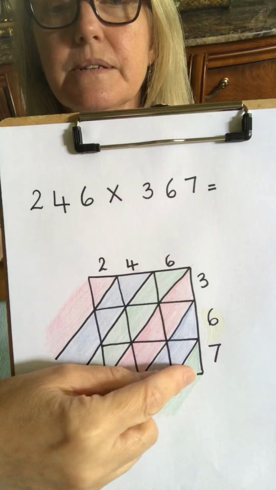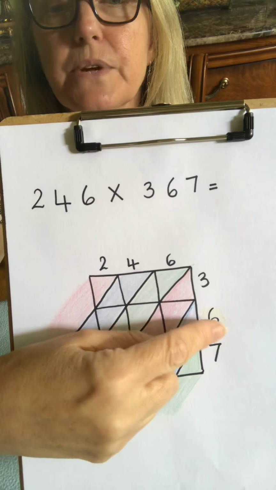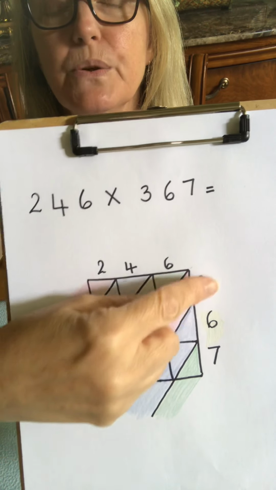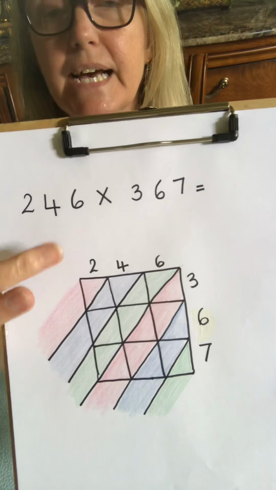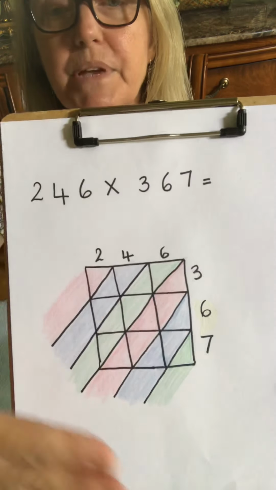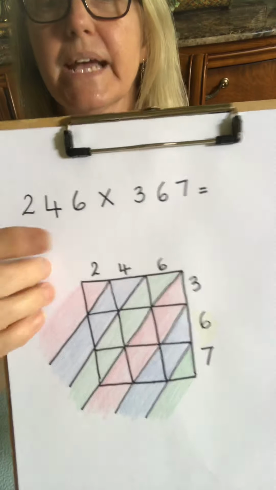Just like our checkerboard, we put our multiplier down the side. We have our unit next to the green, our 10 by the blue, and our 100 by the red, 367. And we put our number along the top because we need the bottom for our answer. So it's 246.